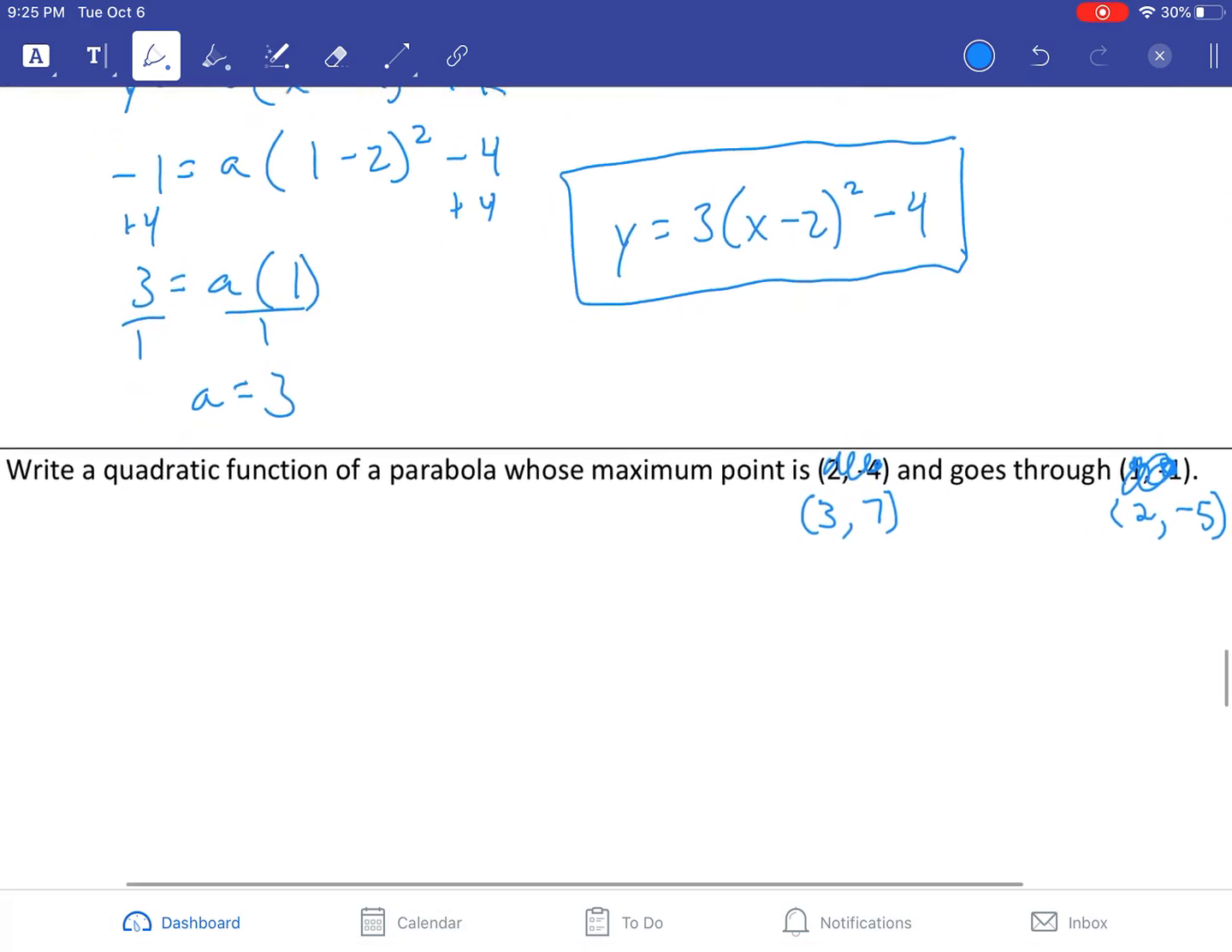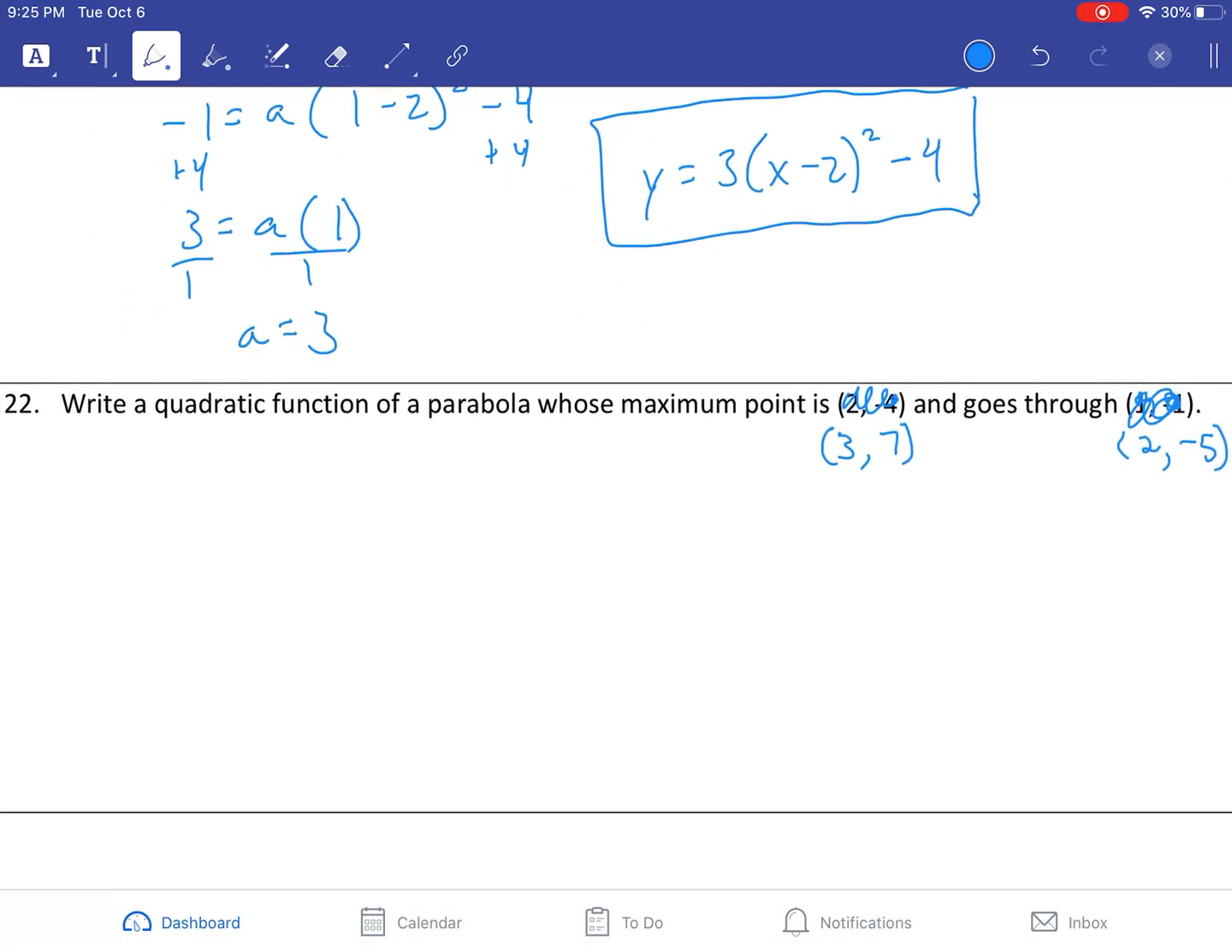All right, let's try that again with number 22. Again, your maximum is 3 comma 7, so this is your h and your k. This is your x and your y. So your y is negative 5 equals a times the x, which is 2, minus h, which is 3, quantity squared, plus 7.